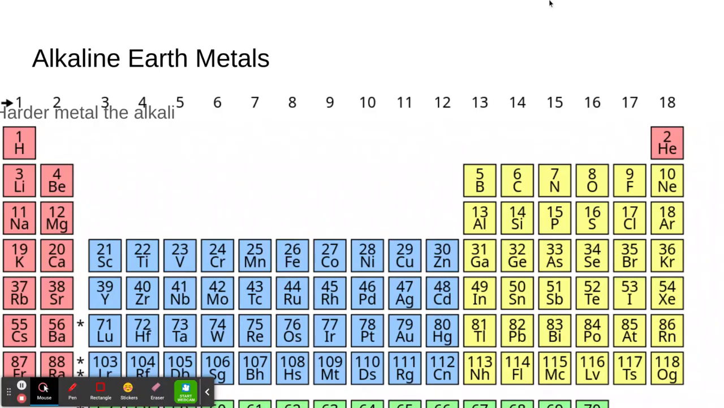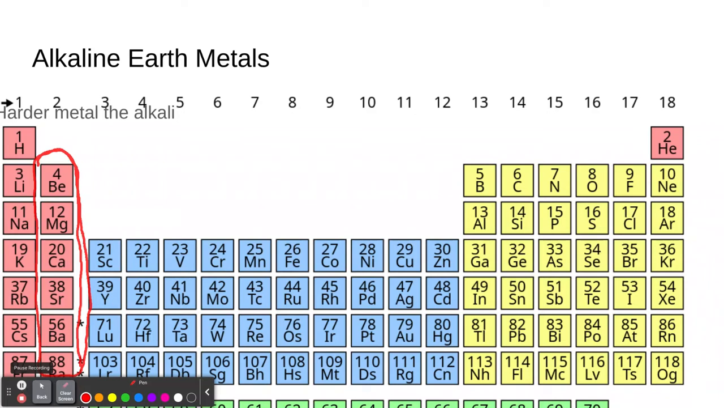So like the alkali, here they are. Let's get the pen going, and we'll say red. Right here we have the alkali. This is group 1, and these are the alkaline earth metals, ending with radium. Radium right there. Okay.